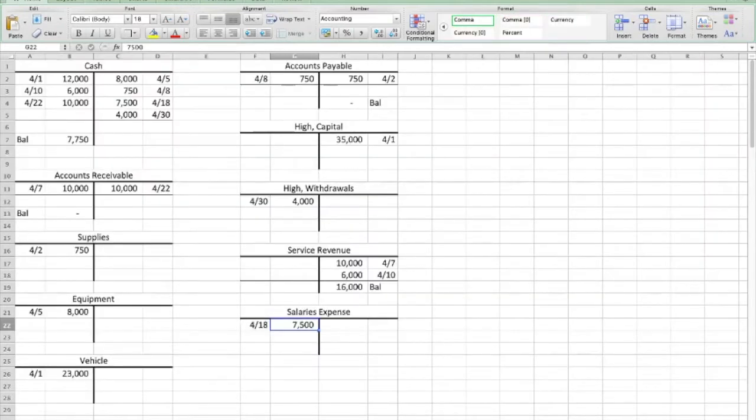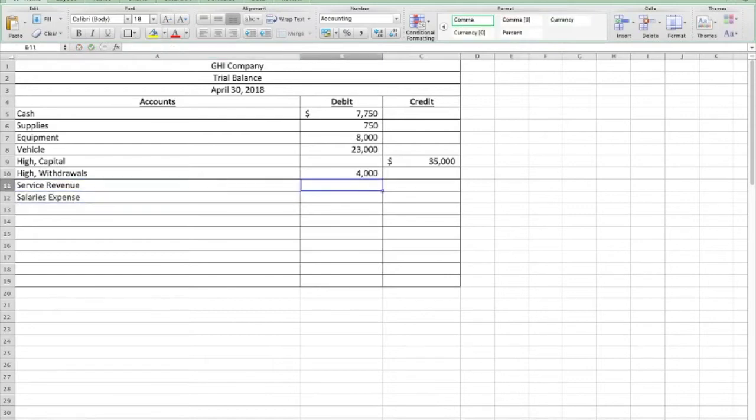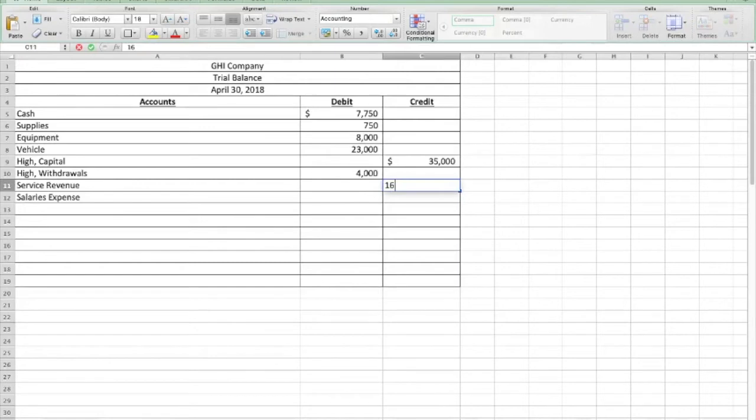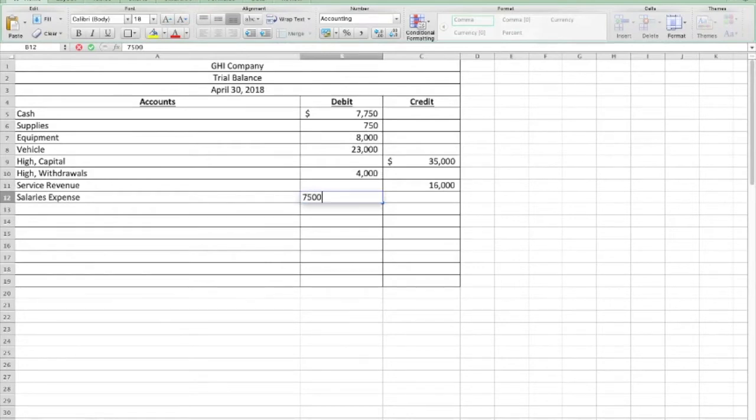All right, so just 2 accounts left, service revenue and salaries expense. Let me throw both of those on there. Service revenue has a credit balance of $16,000. Salaries expense has a debit balance of $7,500. All right, so there we go. I've listed all of my accounts with their balances.